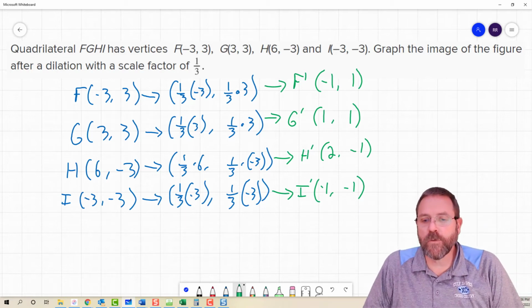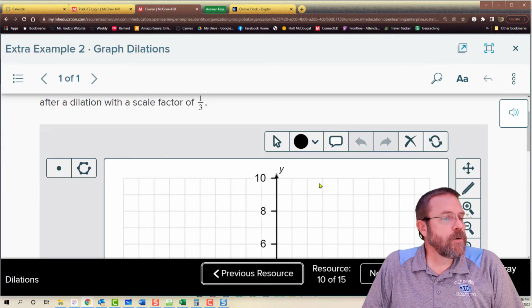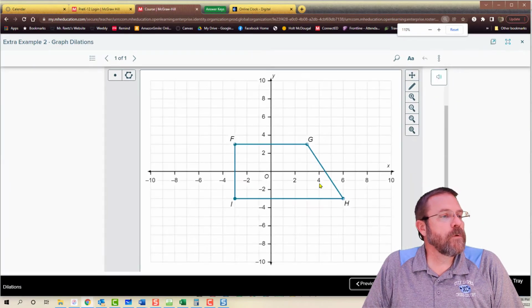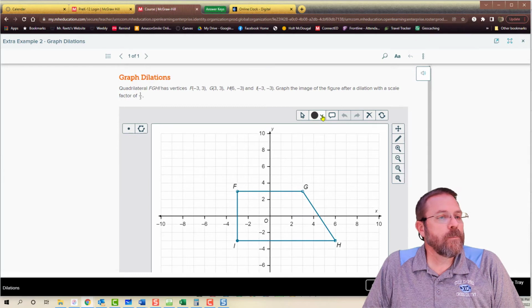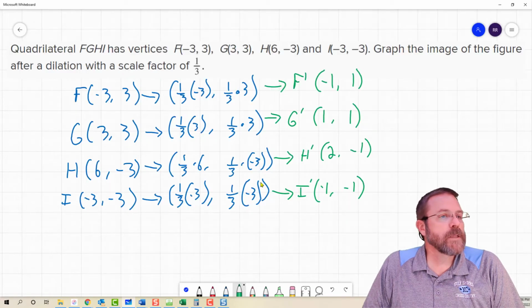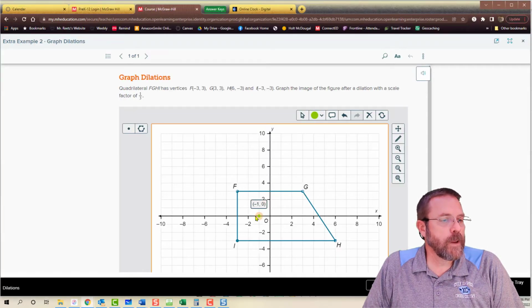Now all we have to do is plot those points and connect the dots. So I'm going to jump back over here. I'm going to zoom out some. Let's pick a pretty color, like green. I like green. And we'll start off with our first point, which took place at point -1, 1. So I have -1, 1 right there.